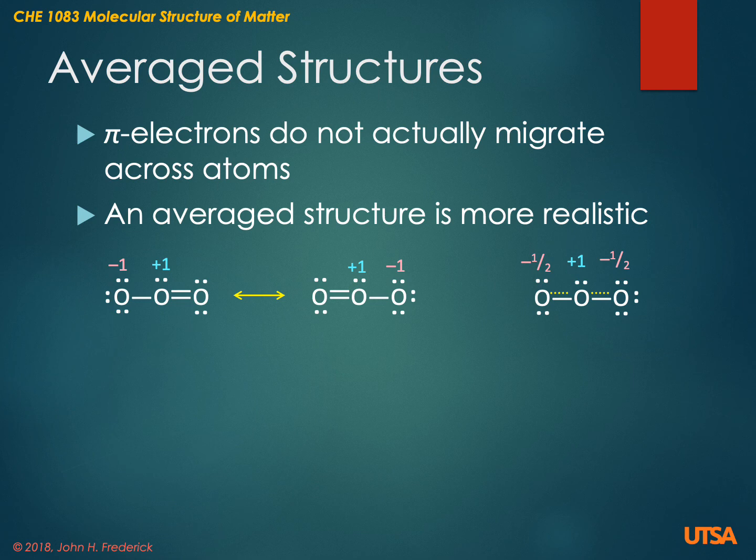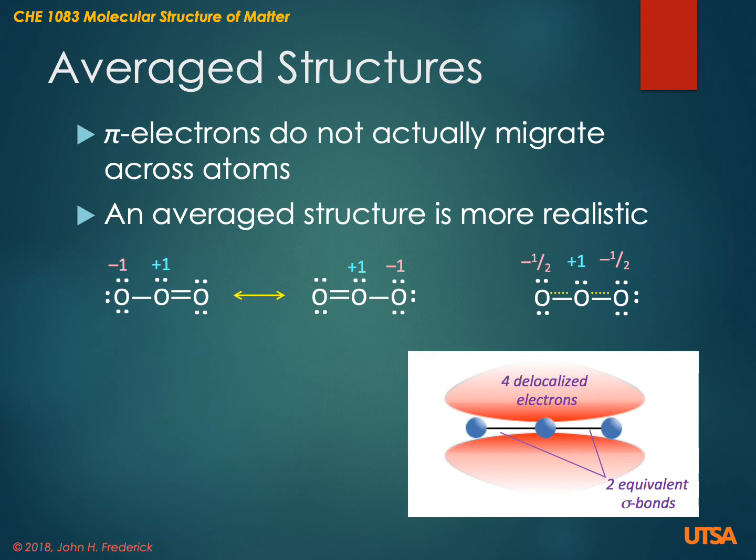Again, I'm averaging, there's always a +1 charge on the central atom. This seems to be true in both of the resonance structures. But in one case there's a -1 charge on the left atom, and in the other case there's a -1 charge on the right atom. So this averages out so that there's like a -0.5 on each atom. This might look like something like this, where we've got 2 equivalent sigma bonds and 4 delocalized pi electrons.